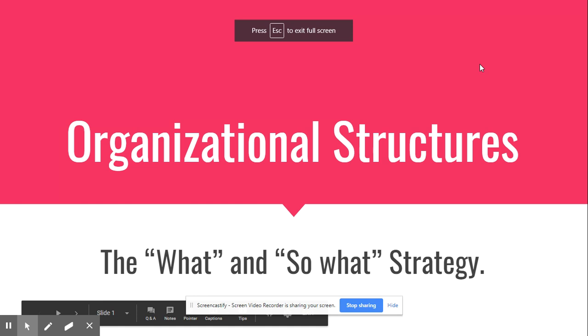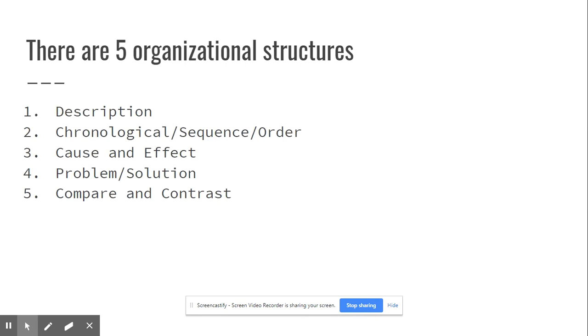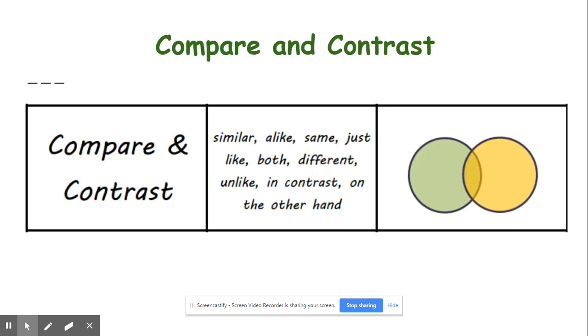Hey guys, so we are going to continue looking at organizational structures using the what and so what strategy. Again, remember there are five. We've already done description, chronological order, sequence, cause and effect, and problem solution. The one that we're specifically looking at today is compare and contrast.